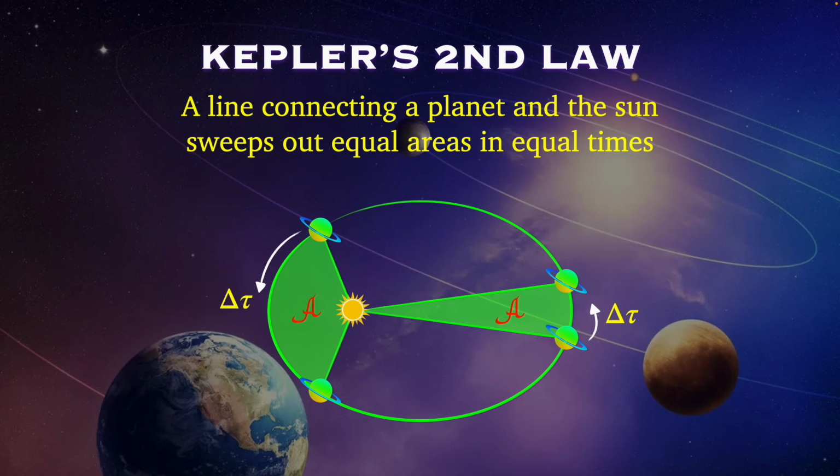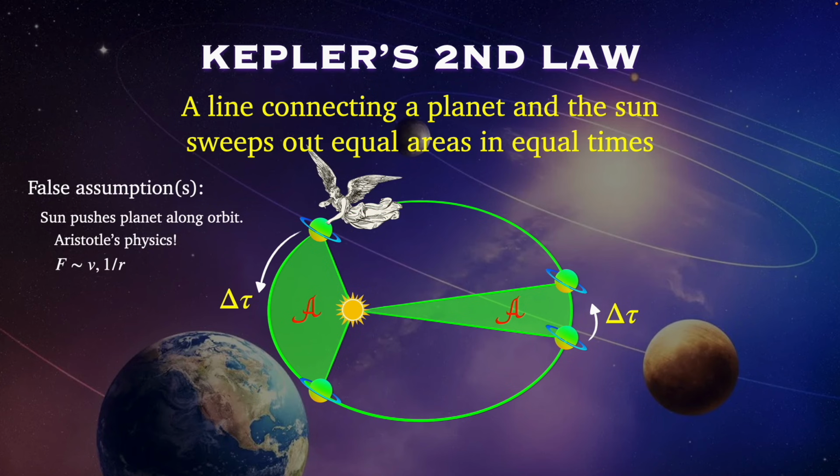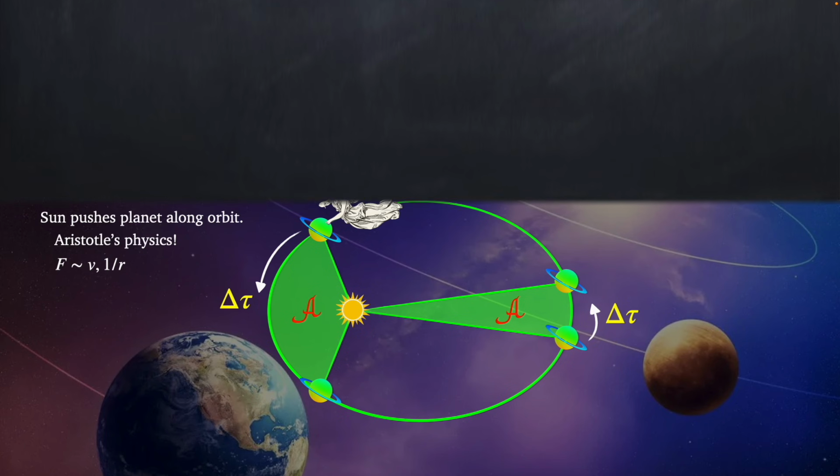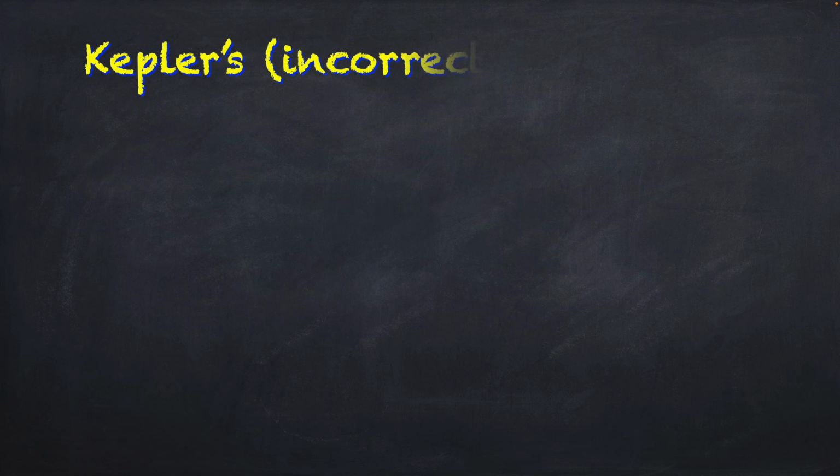Now, if you saw my video on Kepler's three laws, you might recall that he came up with this second law using a series of false assumptions. And yet, when those false assumptions were combined, it happened to still give the correct answer. So let's start off by going over Kepler's logic in coming up with this law.